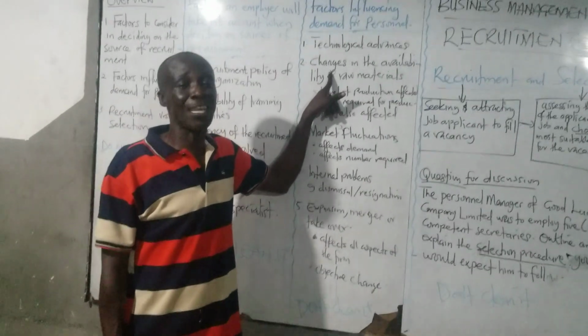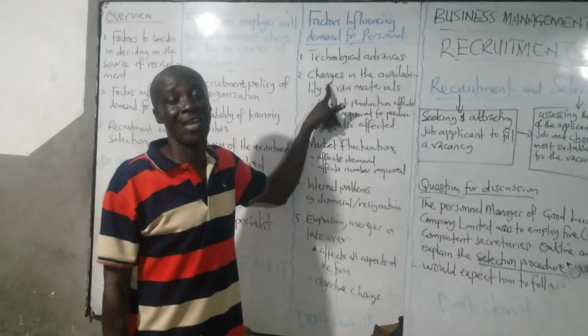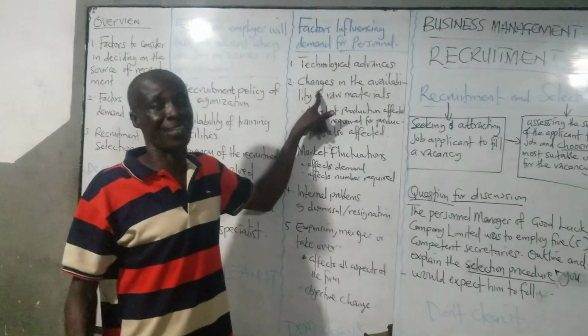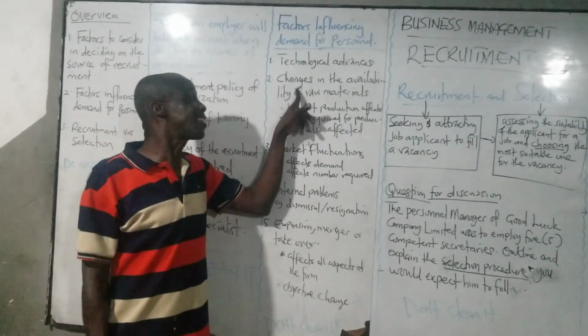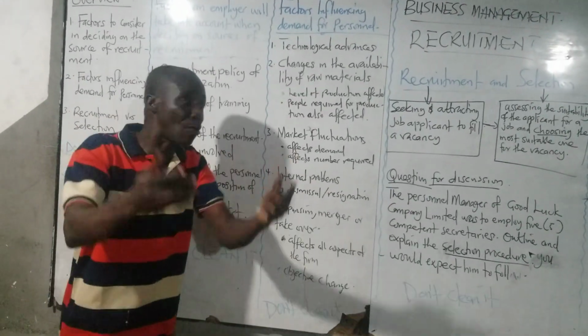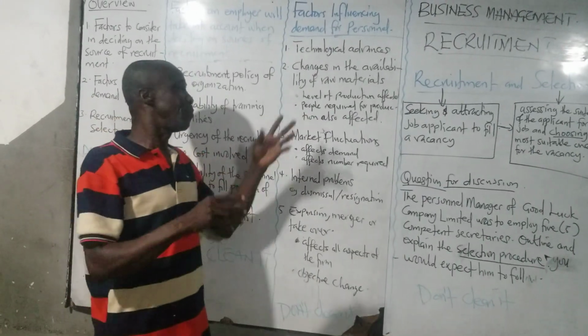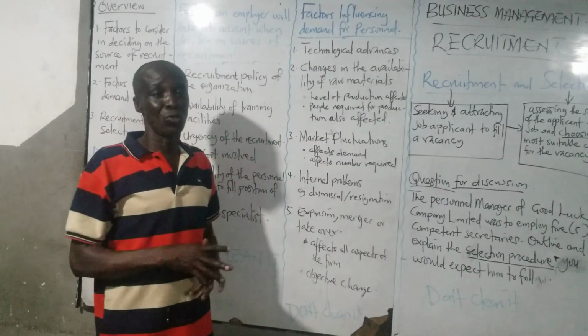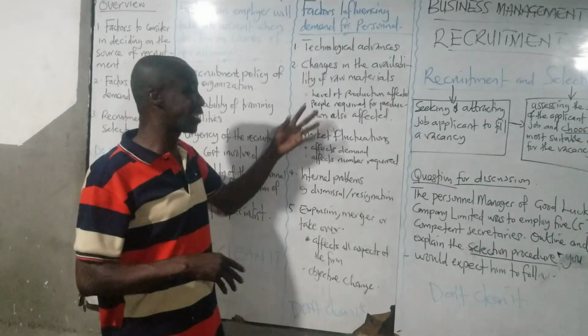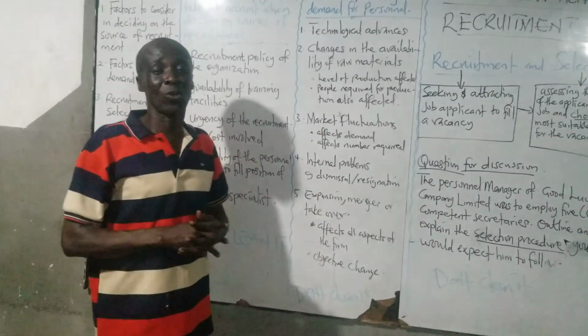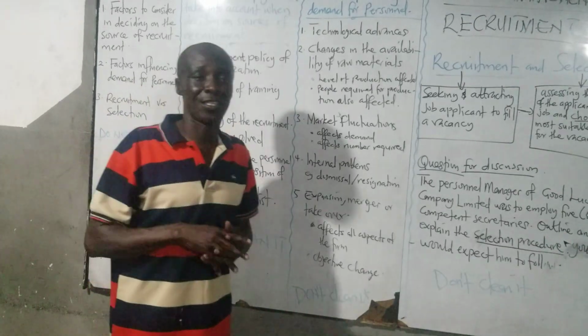You have learned about what is meant by an employee being made redundant. Then the season comes where you have more raw materials. Certainly, you have to employ additional hands before they will be able to produce that level that you want. So that is it. The next one has got to do with market fluctuations.